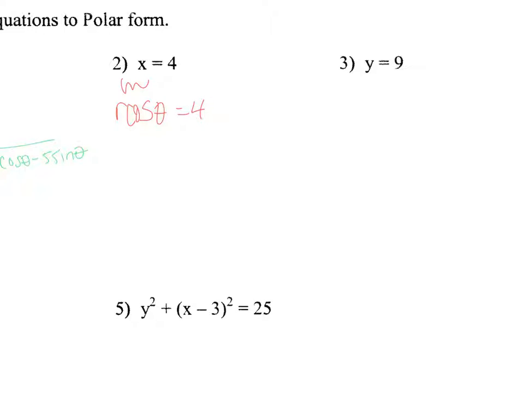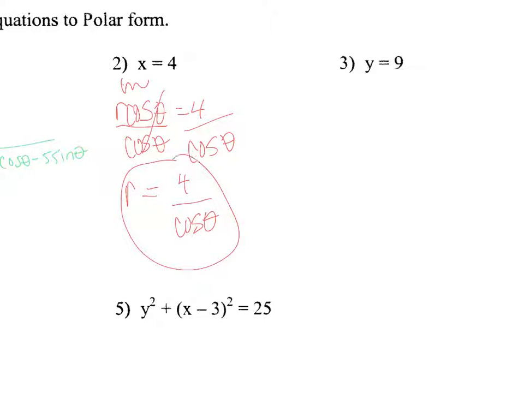So for number 2, we replace x with r cos theta. We then want to isolate r, so we divide by cos theta. And we end up with r equals 4 over the cos of theta. And that's our final answer.